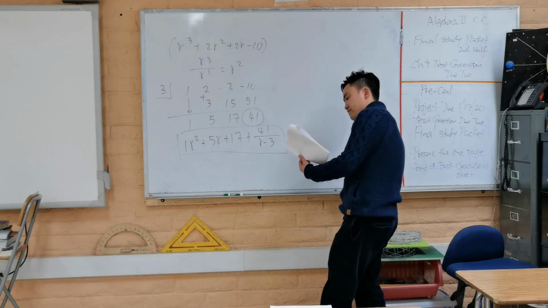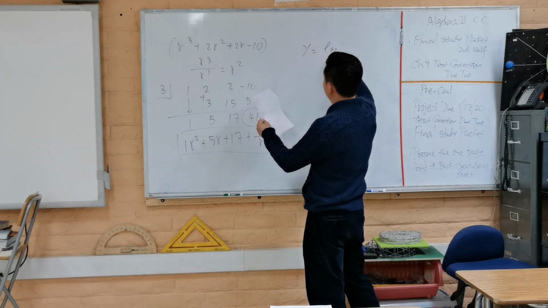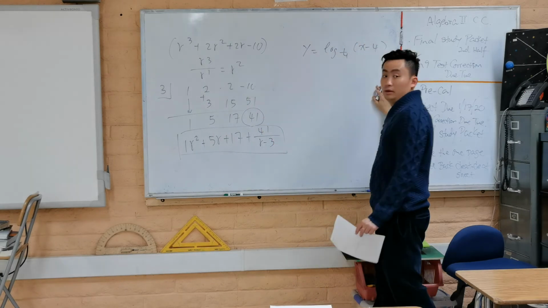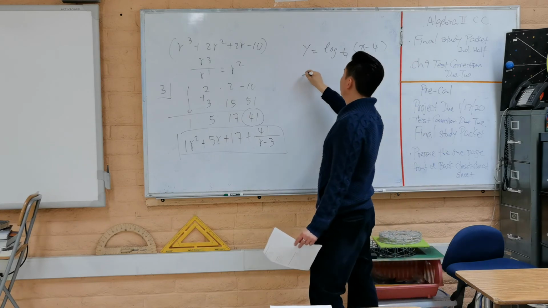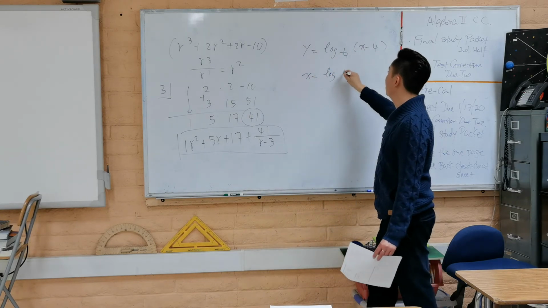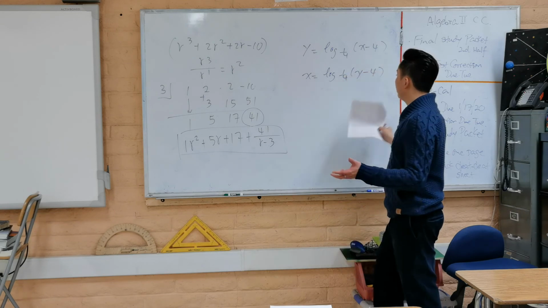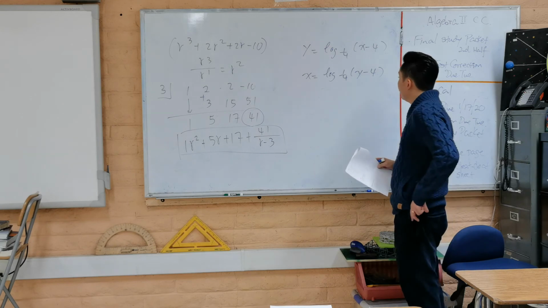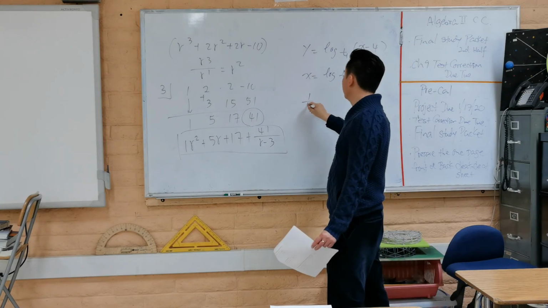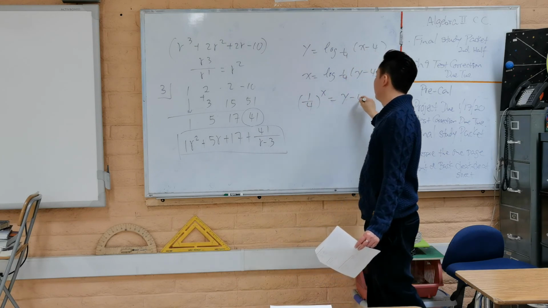So the way to find an inverse. Let's say we have y equals log base 1/4 of x minus 4. First thing that you want to do is swap the variables. So x equals log base 1/4 of y minus 4. And now it looks like nothing we can do at this moment, but we need to find a way to isolate y by itself. So the base is 1/4, the power is x, and the result is y minus 4.